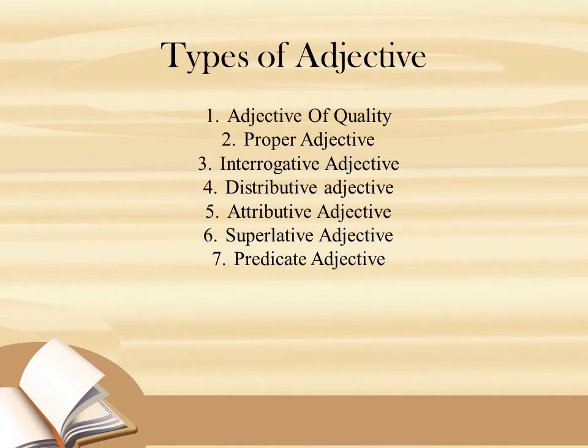On the other hand, there are some types of adjectives, such as first, adjective of quality, second, proper adjective, the third, interrogative adjective, the fourth, distributive adjective, the fifth, attributive adjective, the sixth, superlative adjective, and the last, predicate adjective.